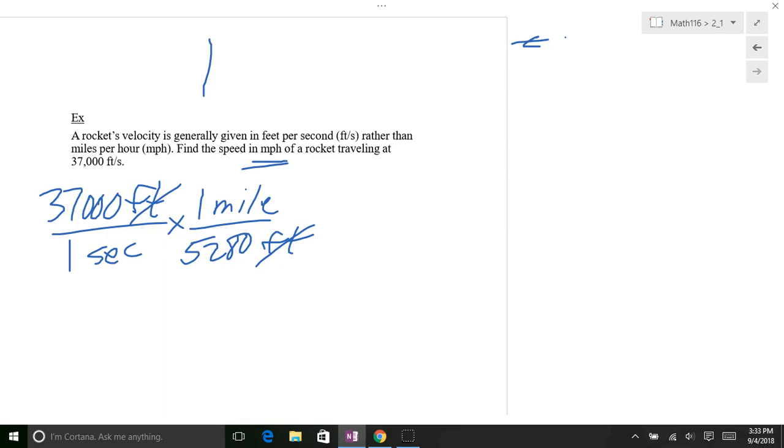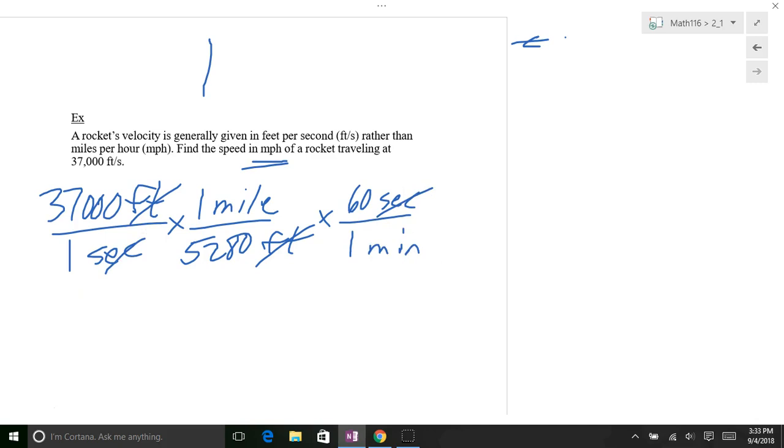So we just took care of the feet. So now we're in miles on the top. You notice seconds on the bottom, but we want miles per hour. We want hours on the bottom. So now we're going to multiply it by, to take care of the seconds, for every 60 seconds, we have a minute. Seconds are gone. So now we're in miles on the top, minutes on the bottom.